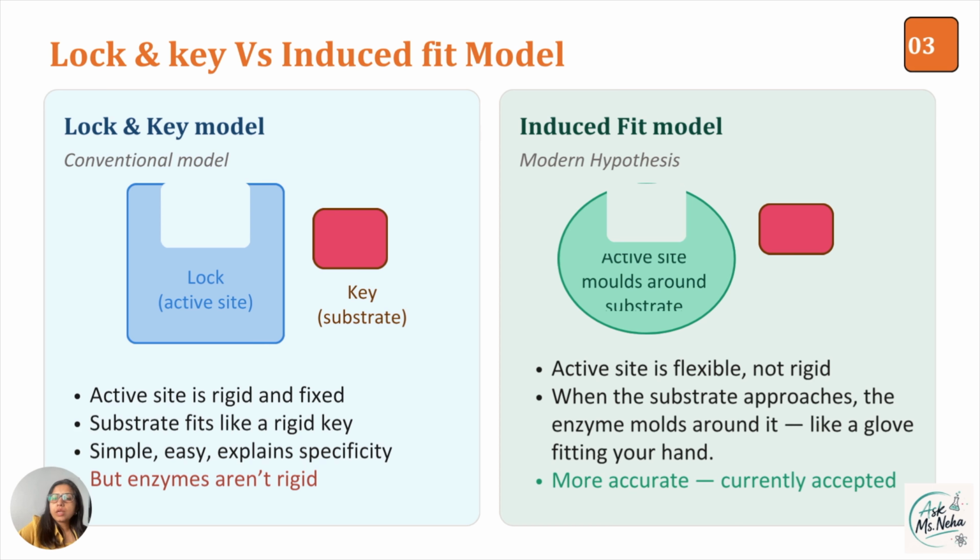This gives rise to what we call the induced fit model, which is the modern hypothesis, where the active site is flexible and not rigid. As the enzyme approaches the substrate, the enzyme is going to mold itself around the substrate. Just like when you have a glove and you put your hand in, the glove is going to stretch a bit to take the shape of your fingers to give you a perfect fit. Just like that, the enzyme molds around the substrate to give a perfect fit for it. This is the currently accepted model because it very well explains how enzyme inhibitors work.